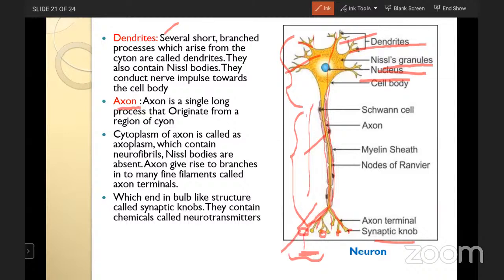The end part of the axon is called the axon terminal, which has fine filament-like structures with bulb-like structures. They are called the synaptic knobs. They contain a chemical known as neurotransmitters, which can carry the message from one neuron to another neuron. The gap between these two portions is called the synapse. Okay, so this is about the neuron structure.